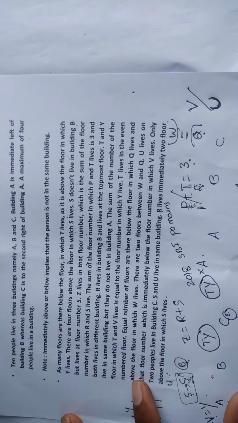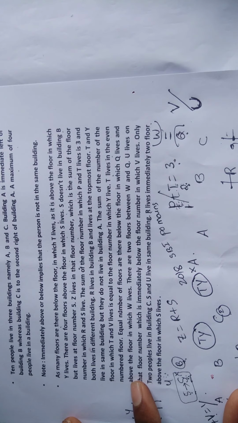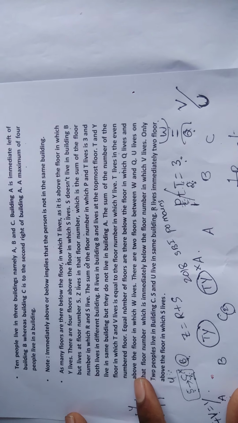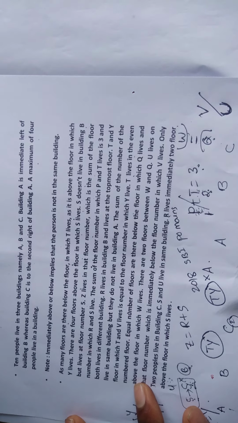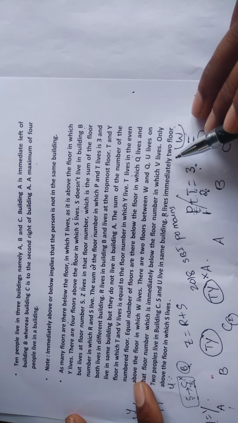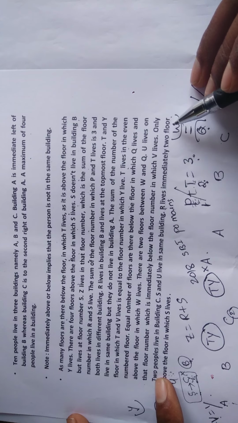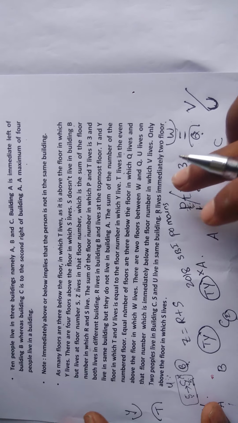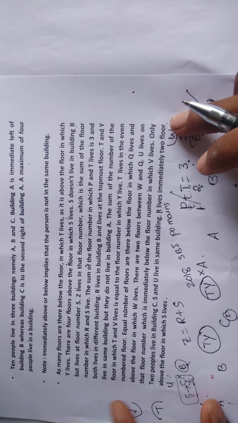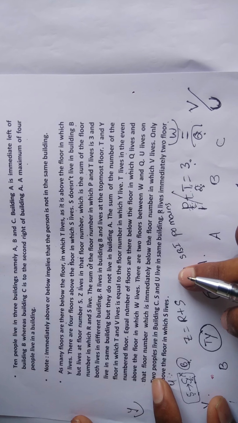Next, S and U live in the same building. Friends, check here, the mentioned one is what? S and U both live in the same building. Next, R lives immediately 2 floors above the floor number in which S lives. Yes, friends, take care. Friends, this is the clue point. See here, R lives immediately 2 floors above the floor in which S lives.